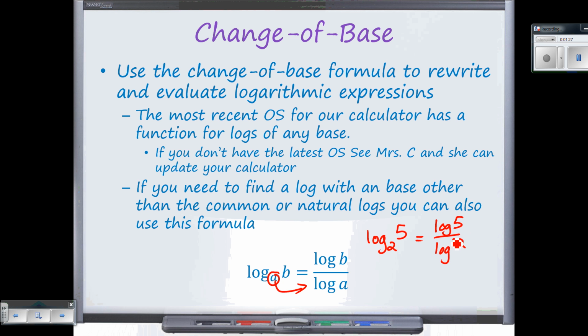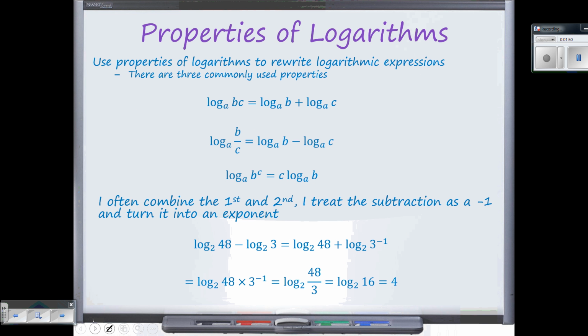Now this is true of both common log, natural log, log base 5, log base 8, it doesn't matter. The reason this is so useful, and we usually will use log or natural log, is that most scientific calculators come with log and natural log functions. Most do not come with the log-based function. So we can use this to put into our calculators no matter what kind of calculator we have.